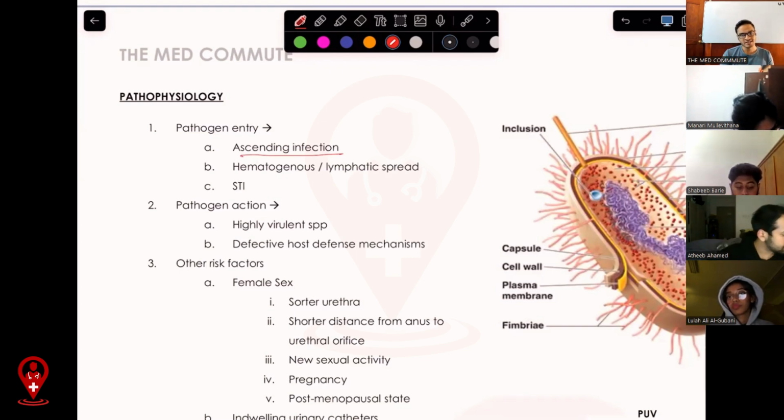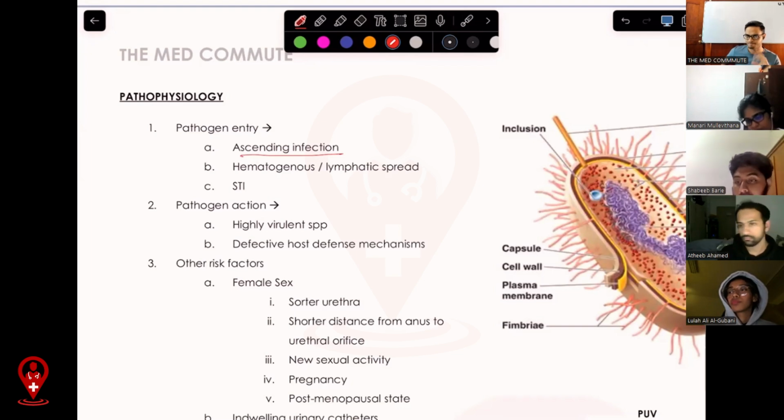Then, guys, hematogenous or lymphatic spread is not very common, right? From the blood coming into the kidneys. Not very common. STIs, sexually transmitted infections. Now tell me this. Is this statement true or false? All UTIs are STDs. All urinary tract infections are sexually transmitted diseases. Come on, true or false? I see you all nodding your head. So false, right? False. Okay.